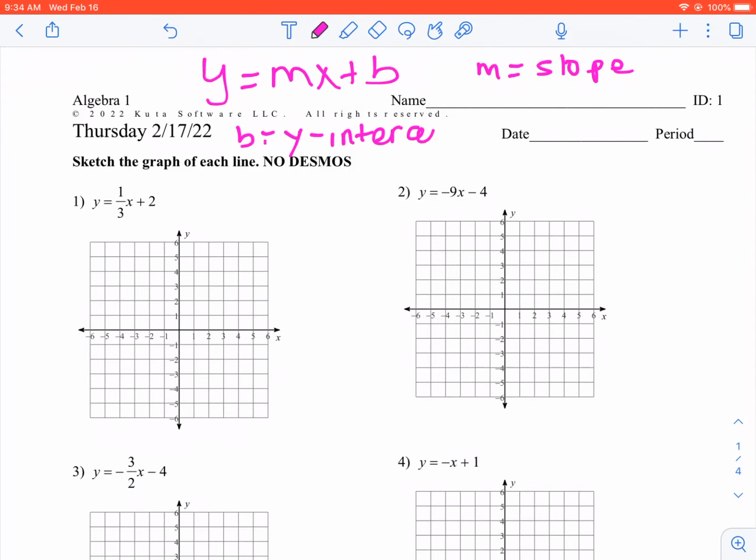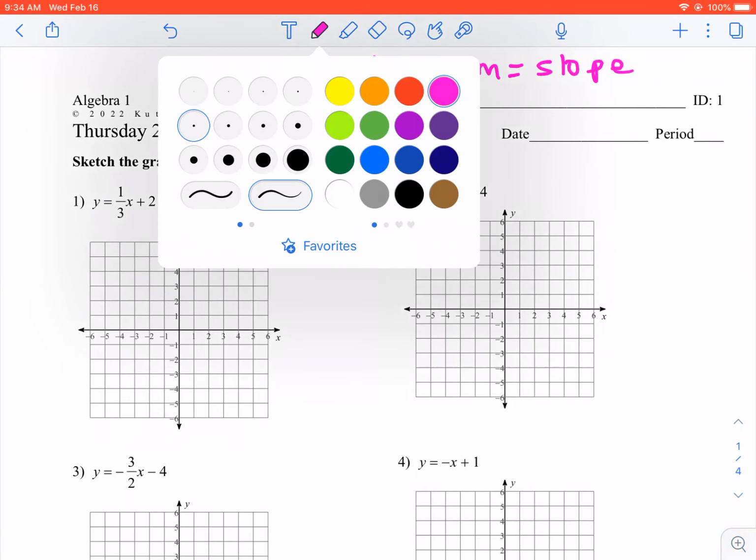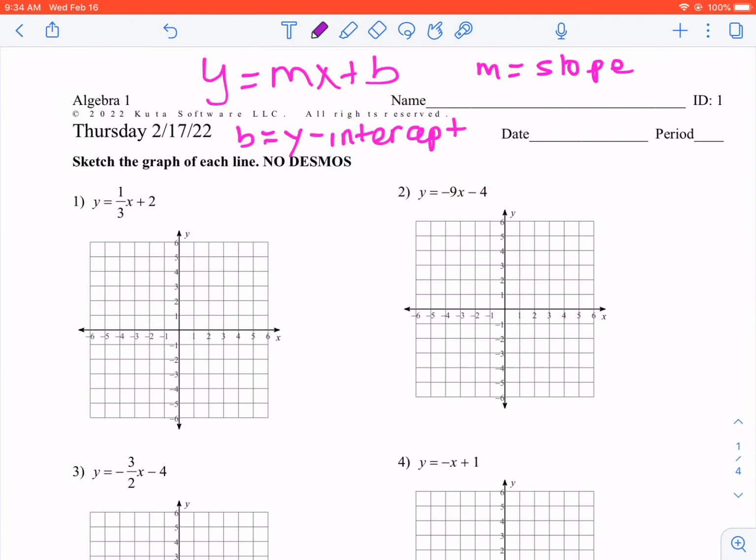If you have a Desmos iPad, you need to get rid of it because we are not using it. So make sure that you do that, because if I don't see the steps on there, I'm going to get it wrong, okay? So right here, most of these, the first 6 are already y equals mx plus b. Some of them will have to be rearranged to make them look like that. On every problem, you're going to write m equals, b equals.